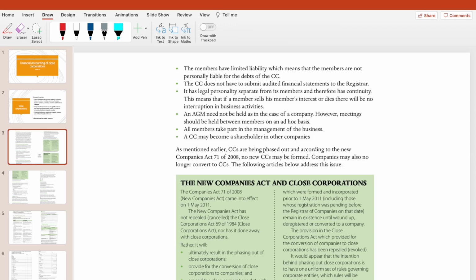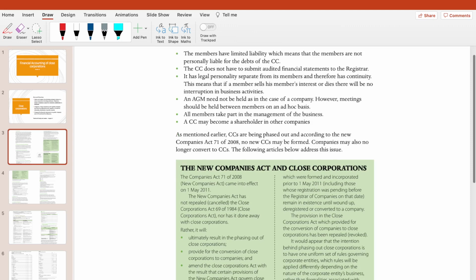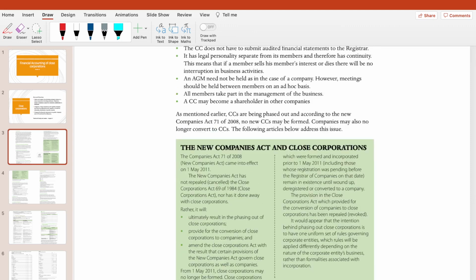Then a CC does not have to submit any audited financial statements, but a company does have to do that. It has a legal personality, and it is separate from its members, and therefore has continuity. This means that if a member sells his members' interest or dies, there will be no interruption in the business activities. The business will just go on.